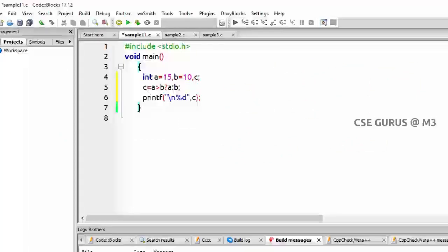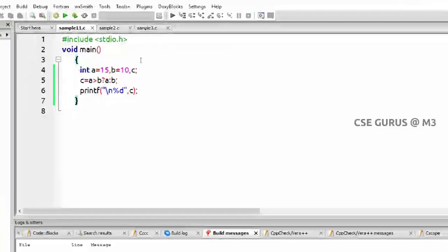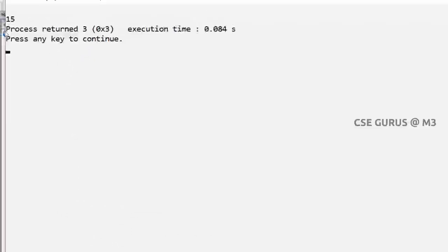Now we can see this statement. So A is 15, B is 10. So 15 is greater than 10, fine. So A, which is 15, will be taken. So the value of C is 15, you can see the output. I'll just interchange the values. Again, you can see 10 is greater than 15, no. So that's why the second value B, which is 15. Yeah, this is also fine, right?